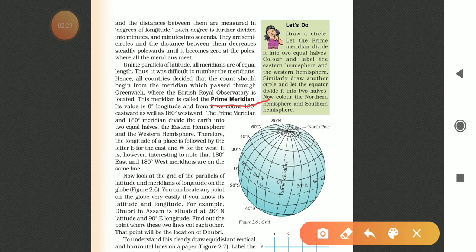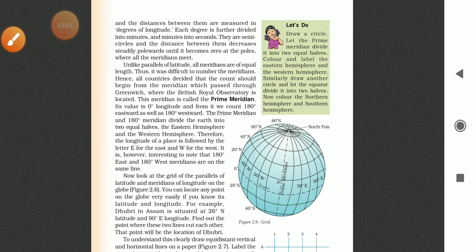180-degree eastward as well as 180-degree westward. The prime meridian divides the earth into two equal halves, that is the eastern hemisphere and the western hemisphere. The 180-degree east and 180-degree west meridians are on the same line.